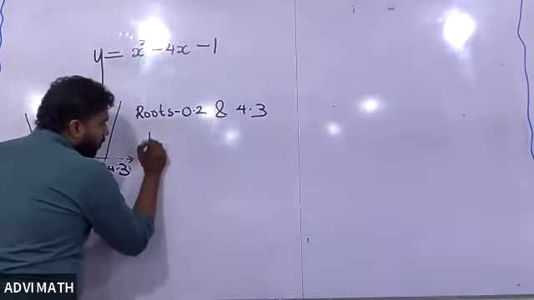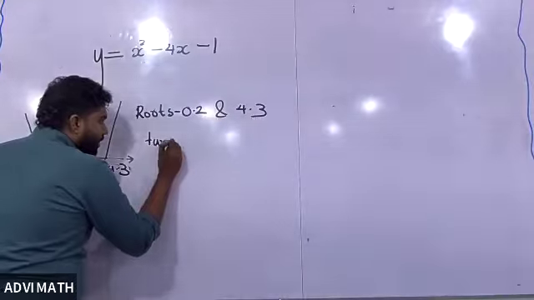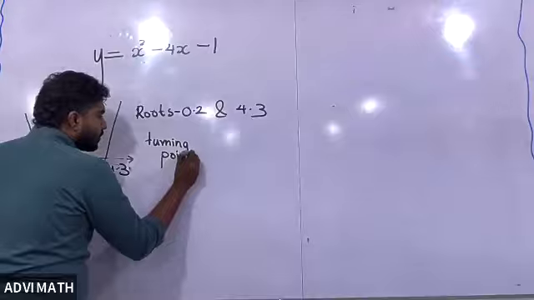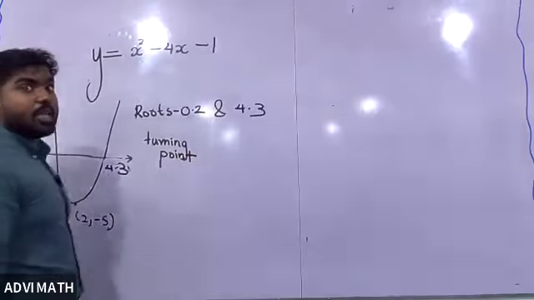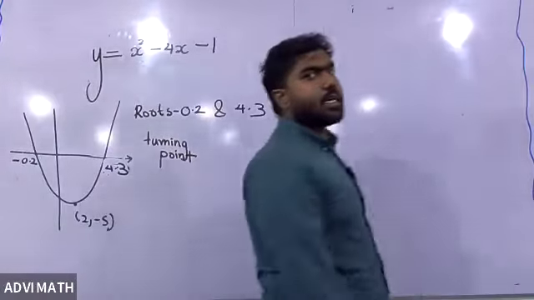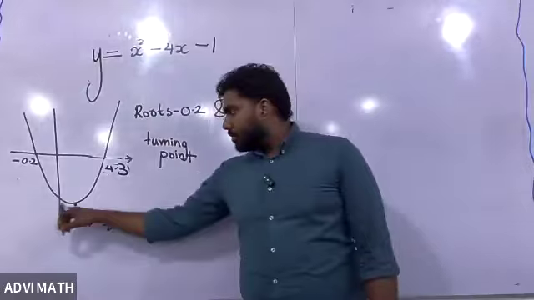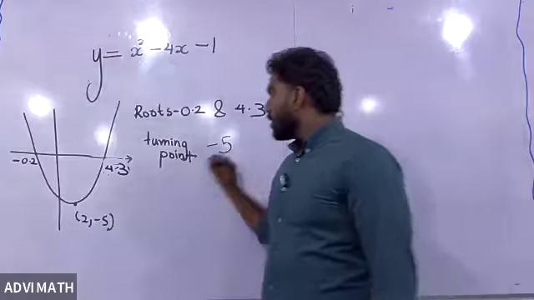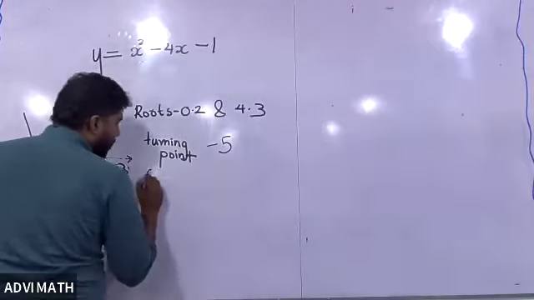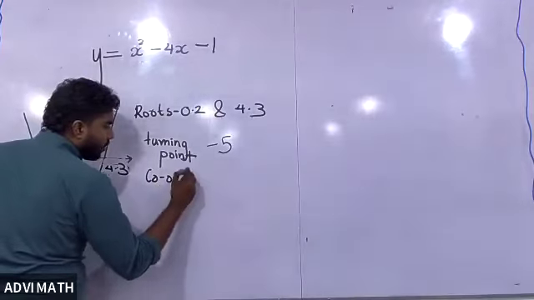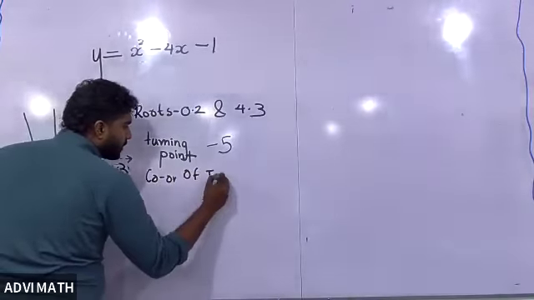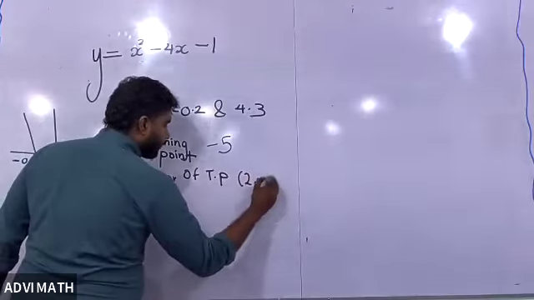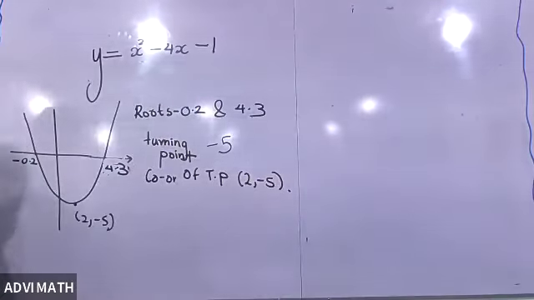Can I know what is your turning point? Turning point. Y value is what? Minus 5. Can I know what is the coordinate of the turning point? 2 comma minus 5. Hurry.